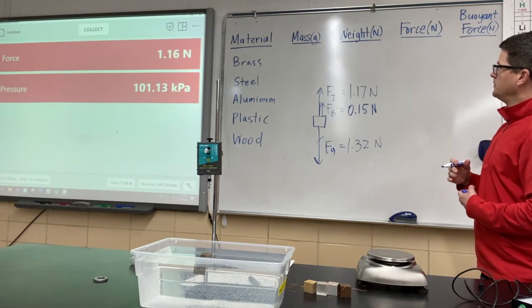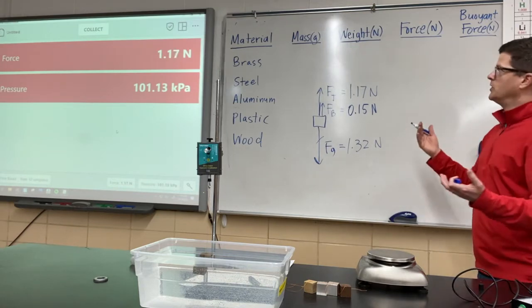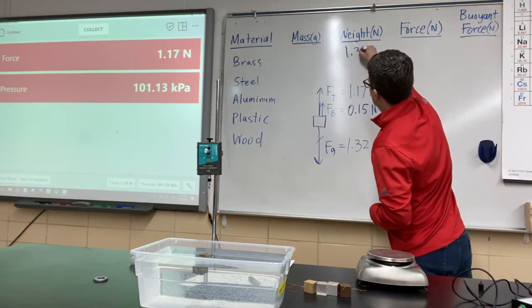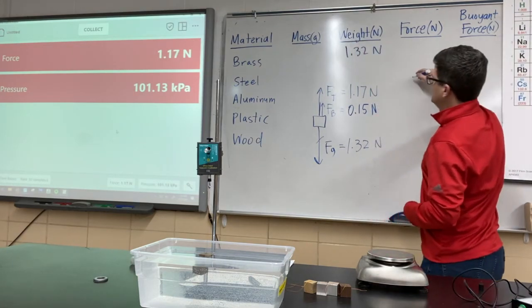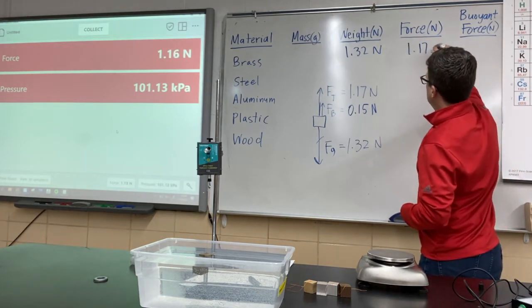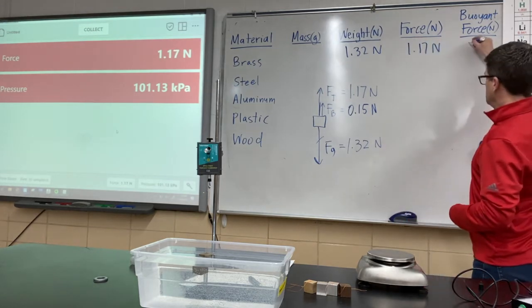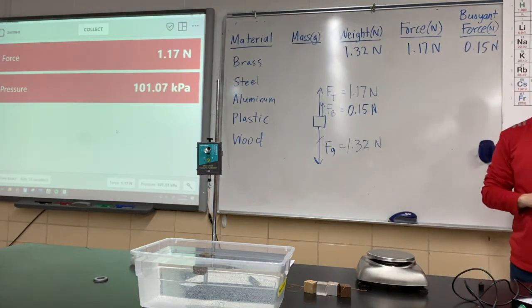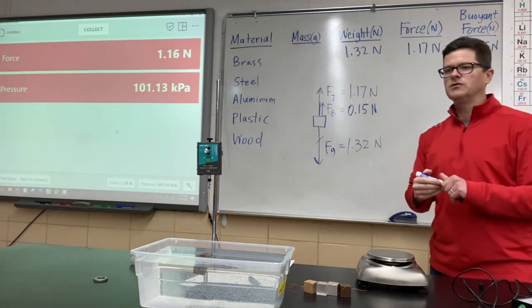So in this case, I would go ahead and fill in my values for brass. The weight was 1.32 newtons. The force measured when submerged was 1.17 newtons. And we're inferring that the buoyant force is 0.15 newtons, okay? We're going to do a similar thing for each trial.